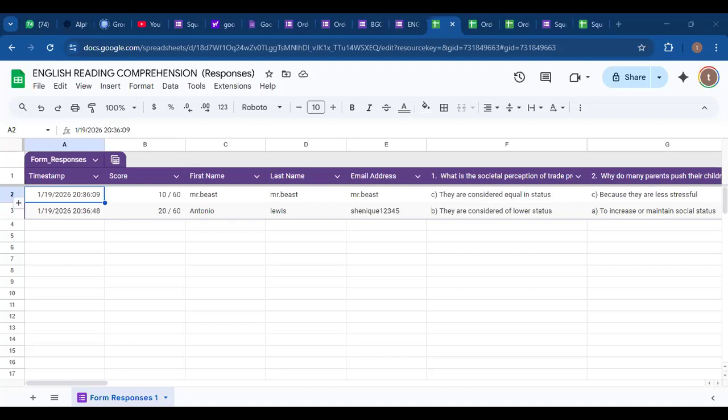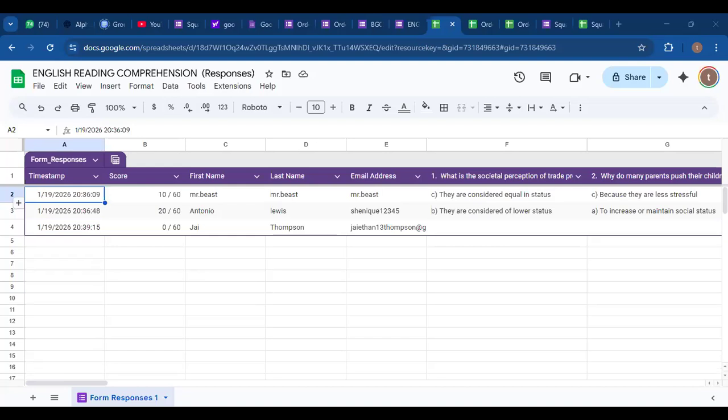Bernard Lightburn and Brianne Johnson, what number are you on? 16. I had to redo it. When I was clicking, it automatically just submitted for me. Okay. Yeah, that has happened.